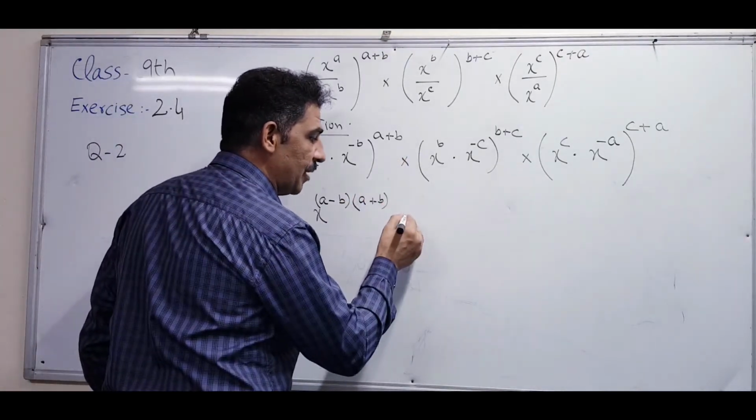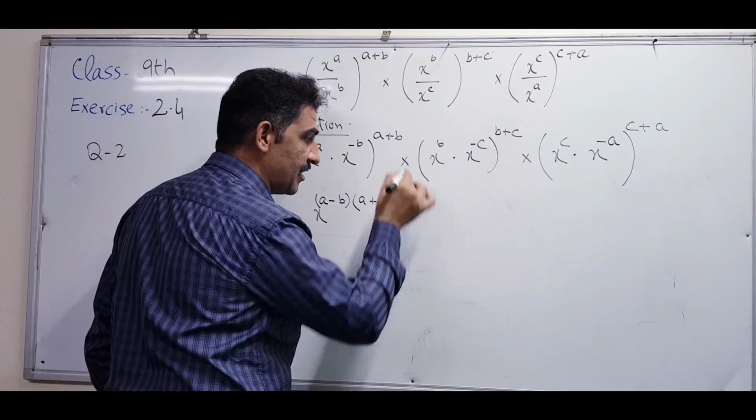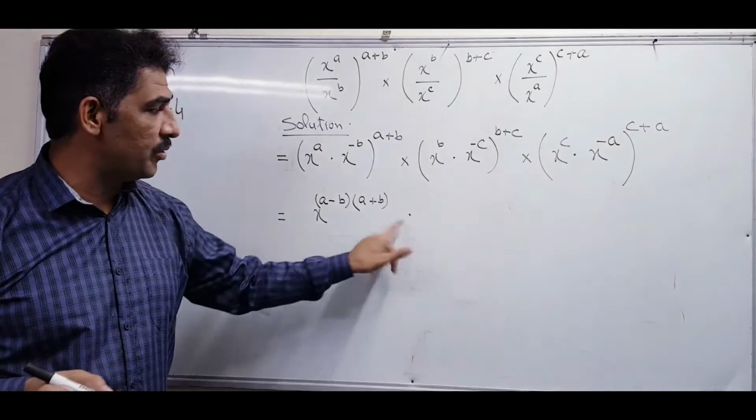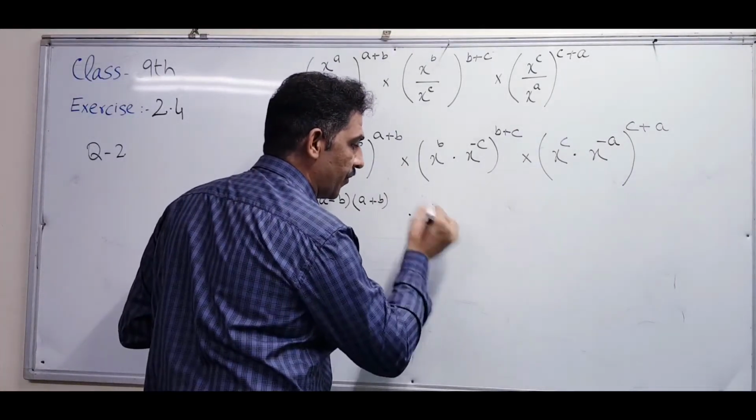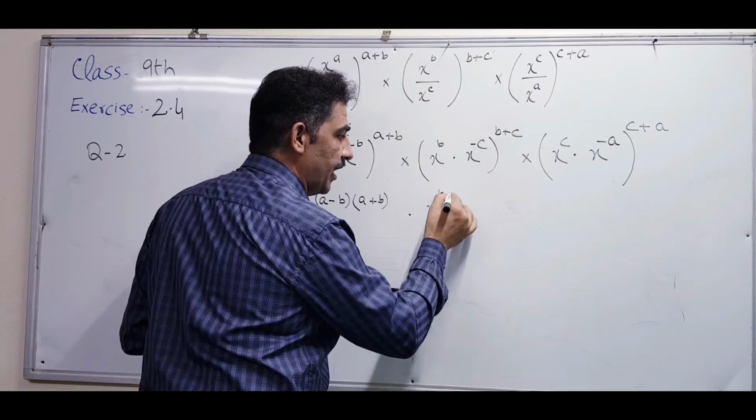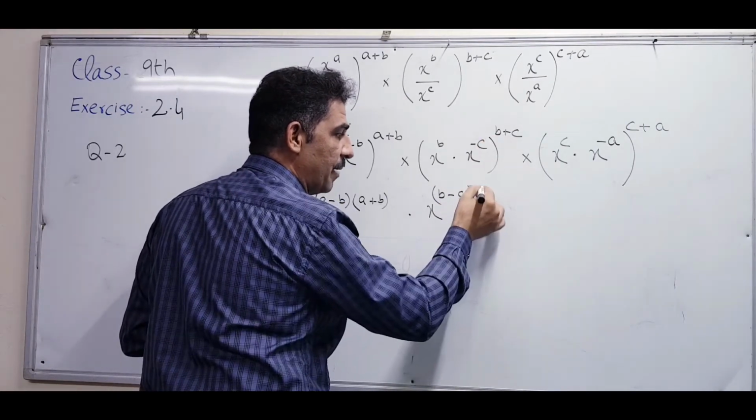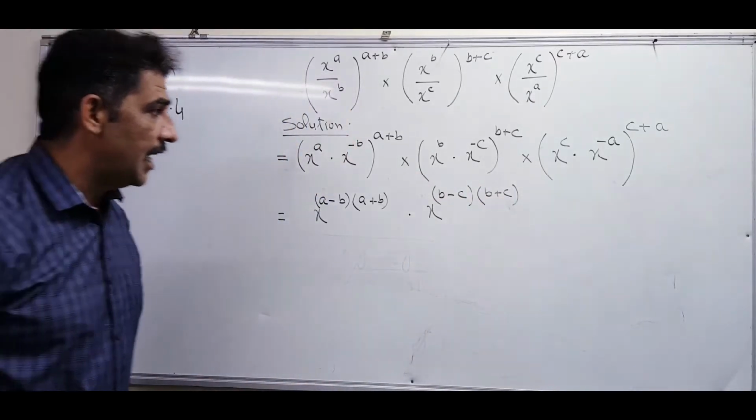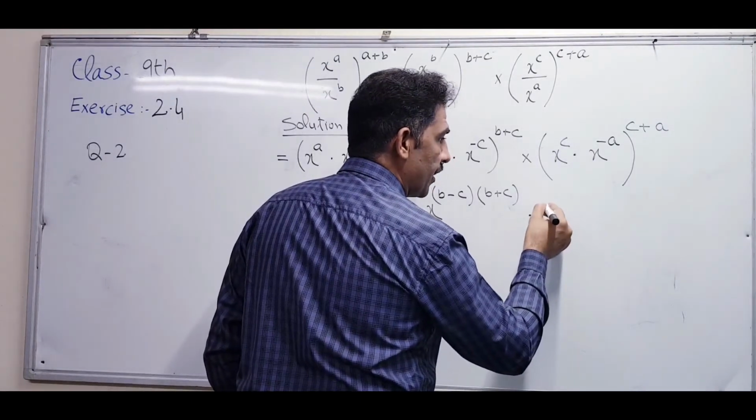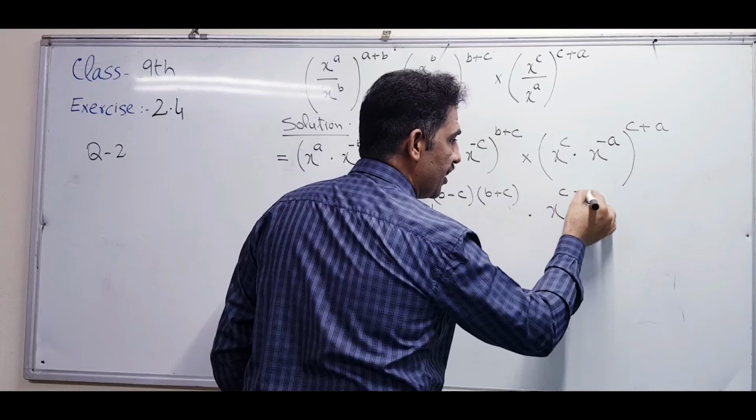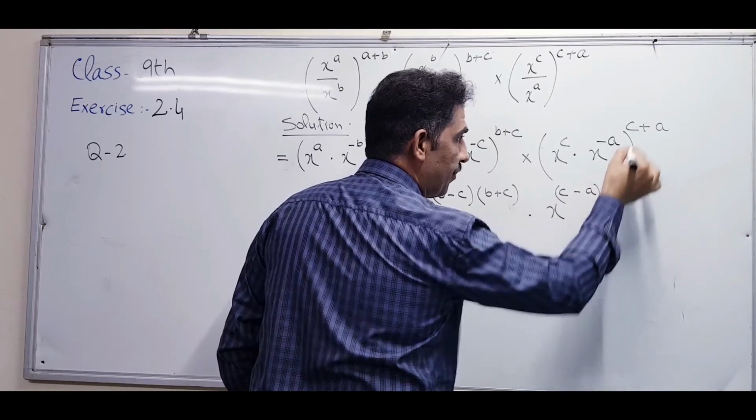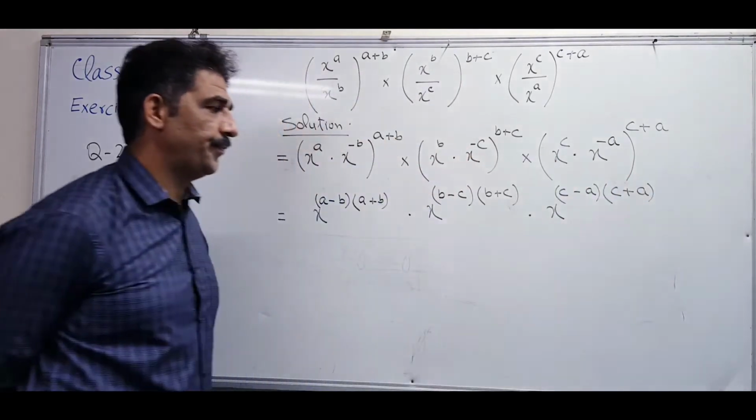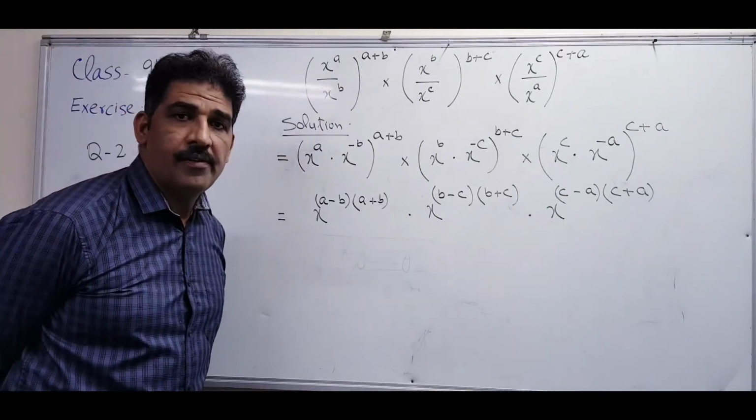No issue. Use the dot sign of multiplication, because otherwise that x may be confused. So use the dot sign for multiplication or bracket; both are correct. Here also the same change, b minus c, and power multiplies with power, so b plus c. Correct? After that, x c minus a, and power will multiply by its power, so c plus a. All of you clear till here?